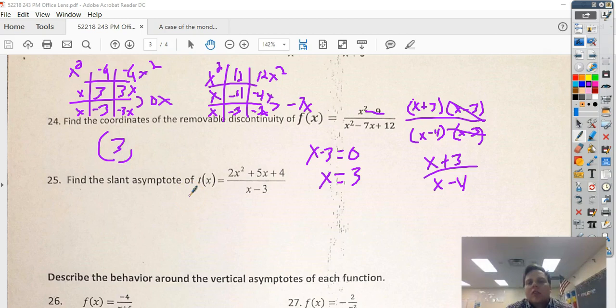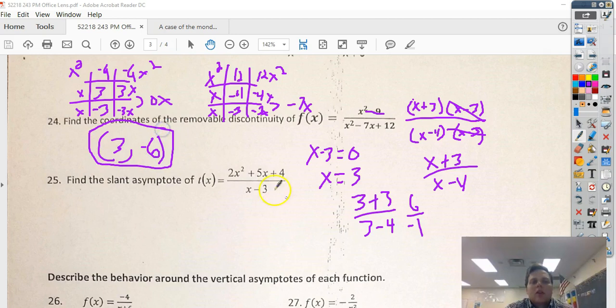So now what you do to get the y value, you take this 3 and you plug it back into your new equation. So that's going to be 3 plus 3 over 3 minus 4. Well, 3 plus 3 is 6. 3 minus 4 is negative 1. 6 divided by negative 1 is negative 6. So, bam. That is my hole. That is the coordinates of my removable discontinuity.